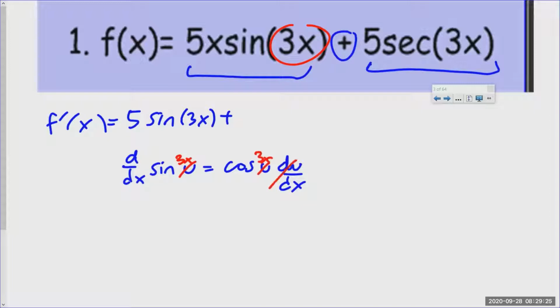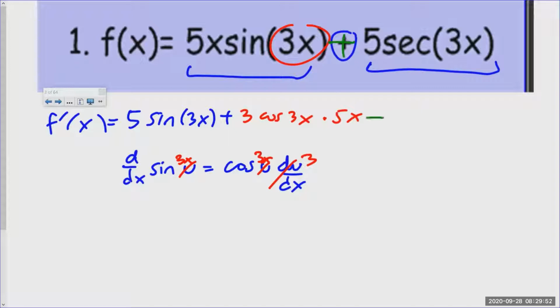You guys need to memorize these formulas, okay? So what I get is cosine 3x, because that's what u is, times the derivative of u, which is 3. That's 3 cosine 3x. So the derivative of the first times the second plus the derivative of the second times the first, and that's my first term. Then I put a big fat plus sign and start all over.